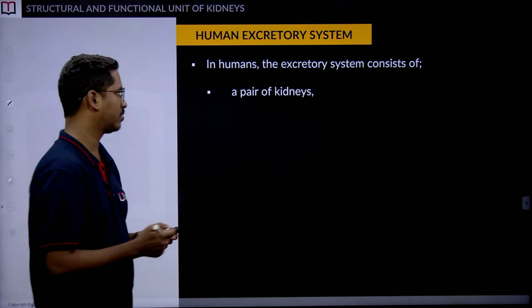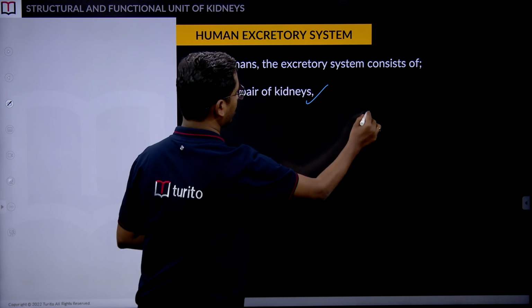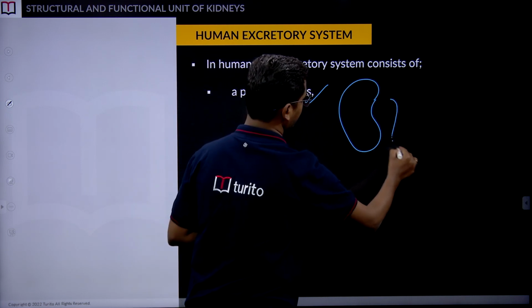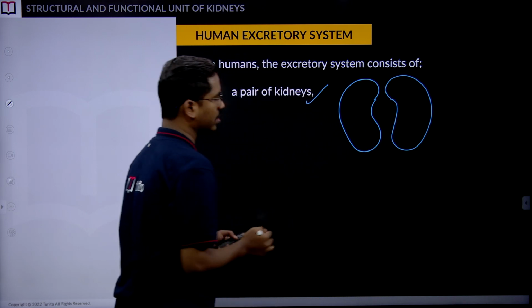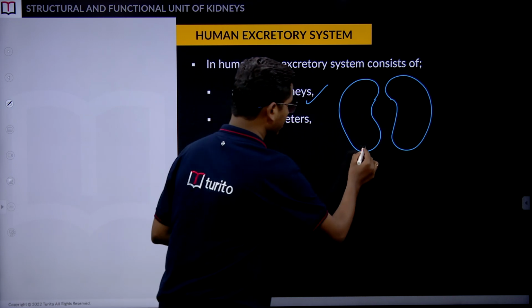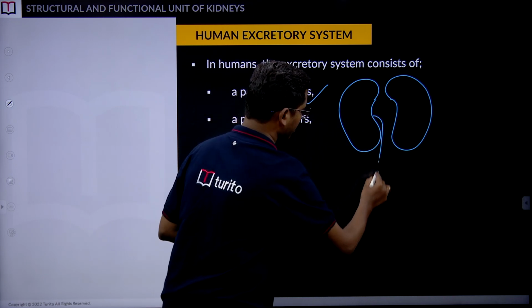First thing is, we get to have a pair of kidneys having the bean shaped structure like this, right? This is how the kidneys would look like, following which we had a pair of ureters. Okay, so we would have them like this.